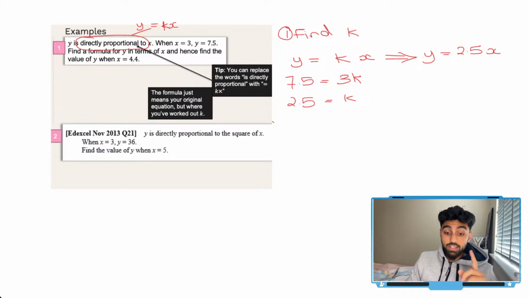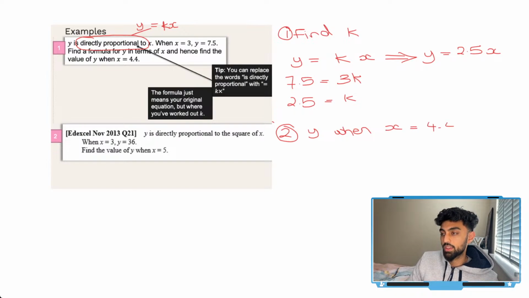And so that's the first part of the question. It says find a formula for y in terms of x. We've done that because we have y is equal to 2.5 times by x. And then it says hence find the value of y when x is equal to 4.4. Okay, so we're going to find y when x is equal to 4.4.